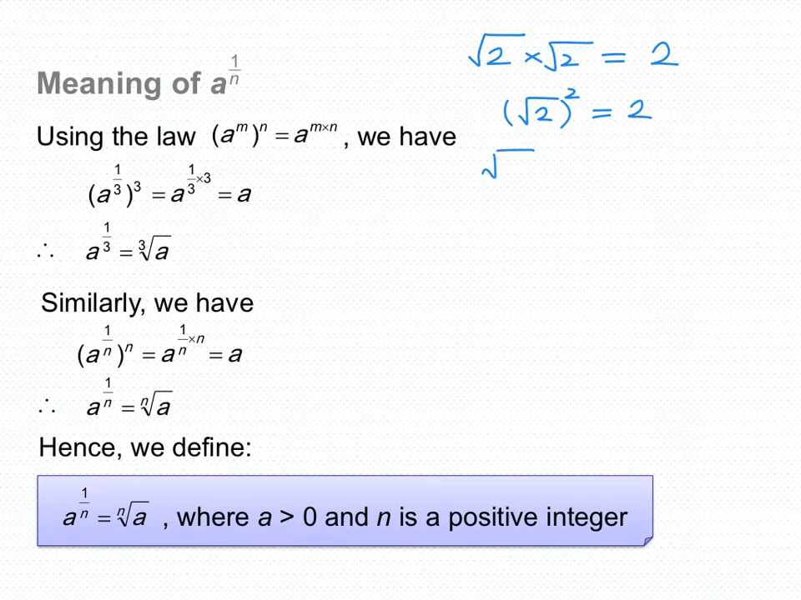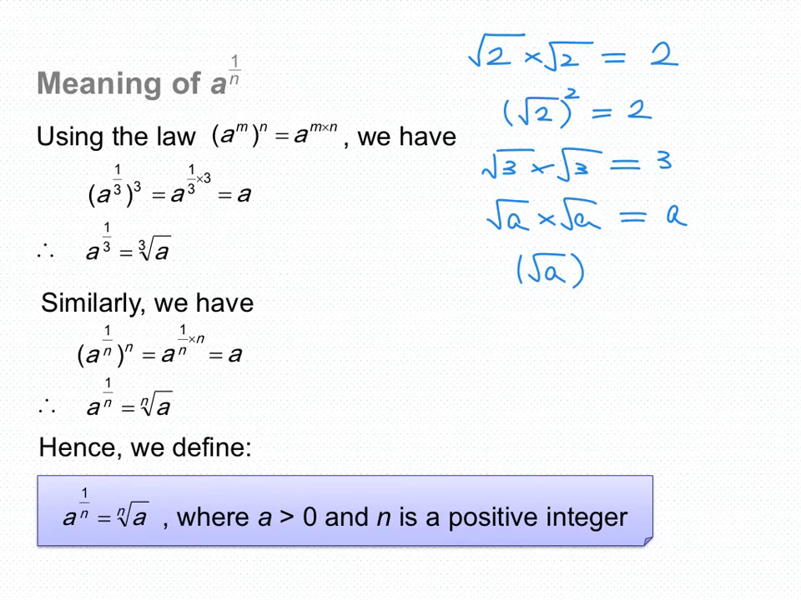We can use a similar concept. If we find square root 3 times square root 3, it must equal 3, or square root 8 times square root 8 is equal to 8. You can think about this concept, but the result is that square root 8 squared is equal to 8. When a number takes the square root and then is squared, it becomes the original number.